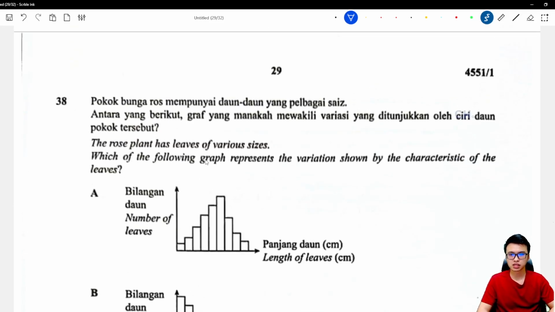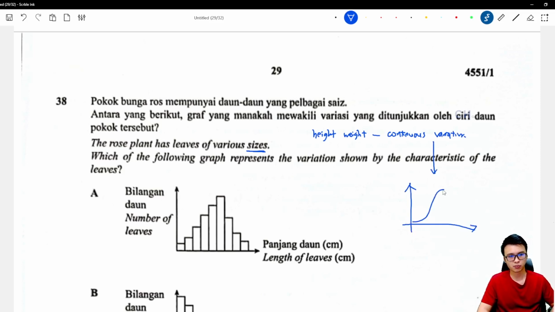The rose plant has leaves of various size. Which of the following graphs represents the variations shown by the characteristic of the leaf? Okay. Size. When we talk about the height of humans, the weight of humans, those are continuous variations. When we have continuous variation, we will produce a graph which looks like a bell curve like this. That one is the continuous variation.